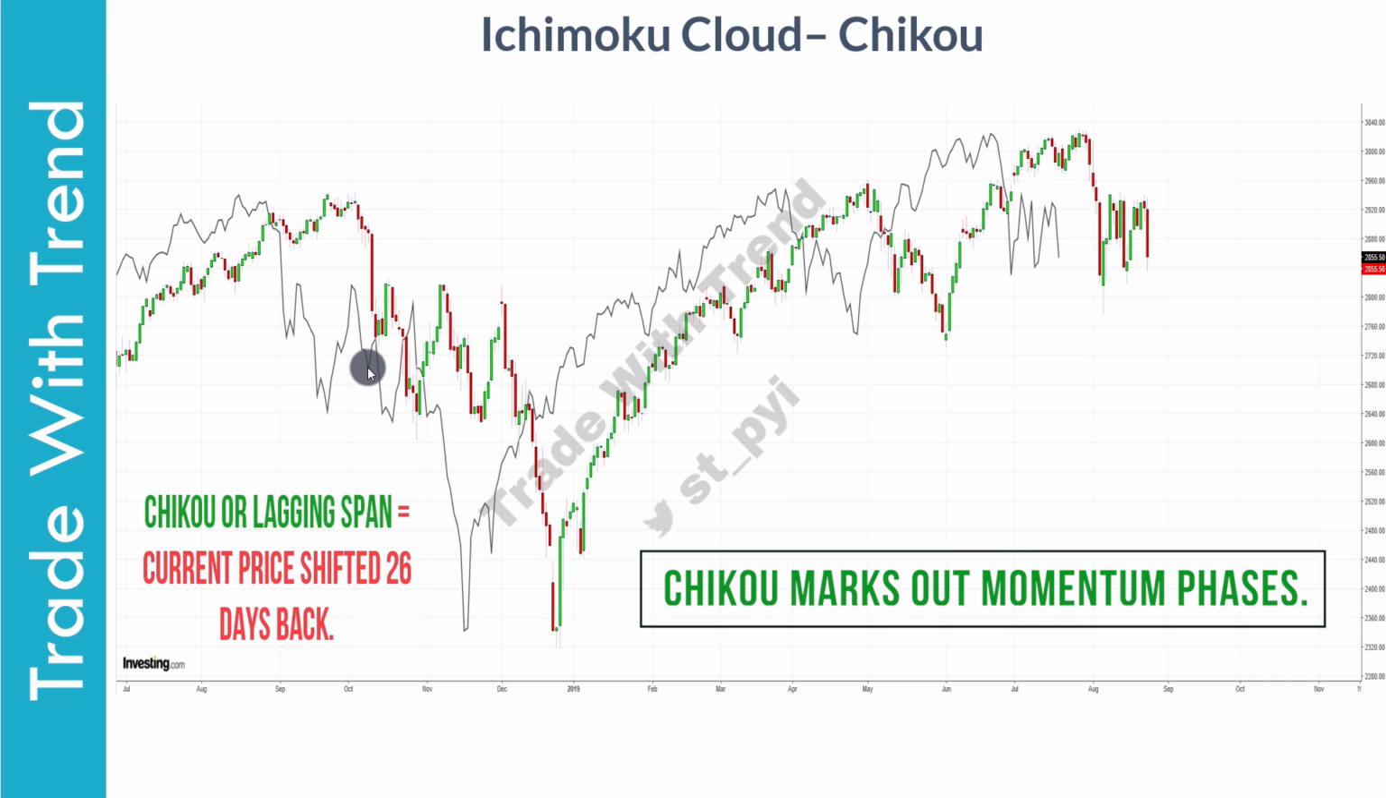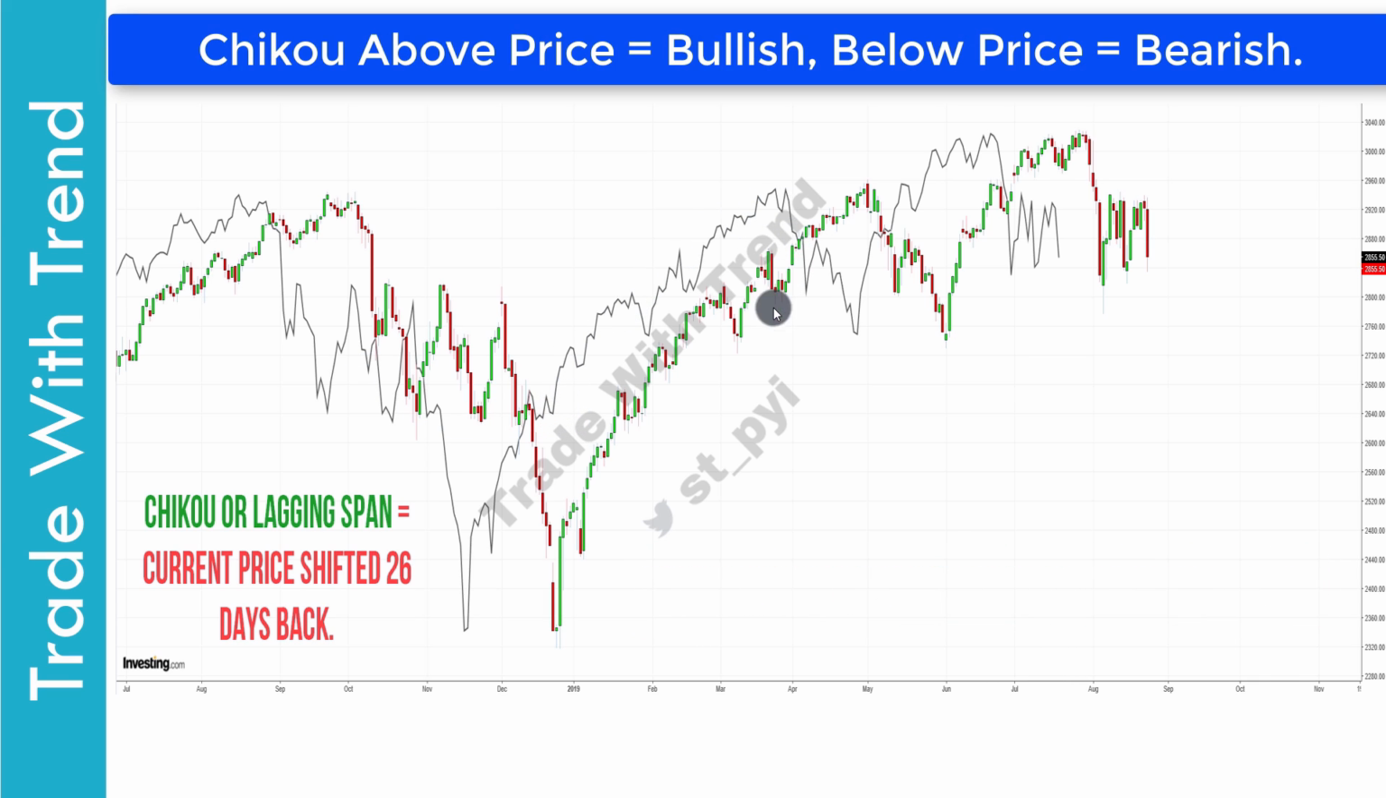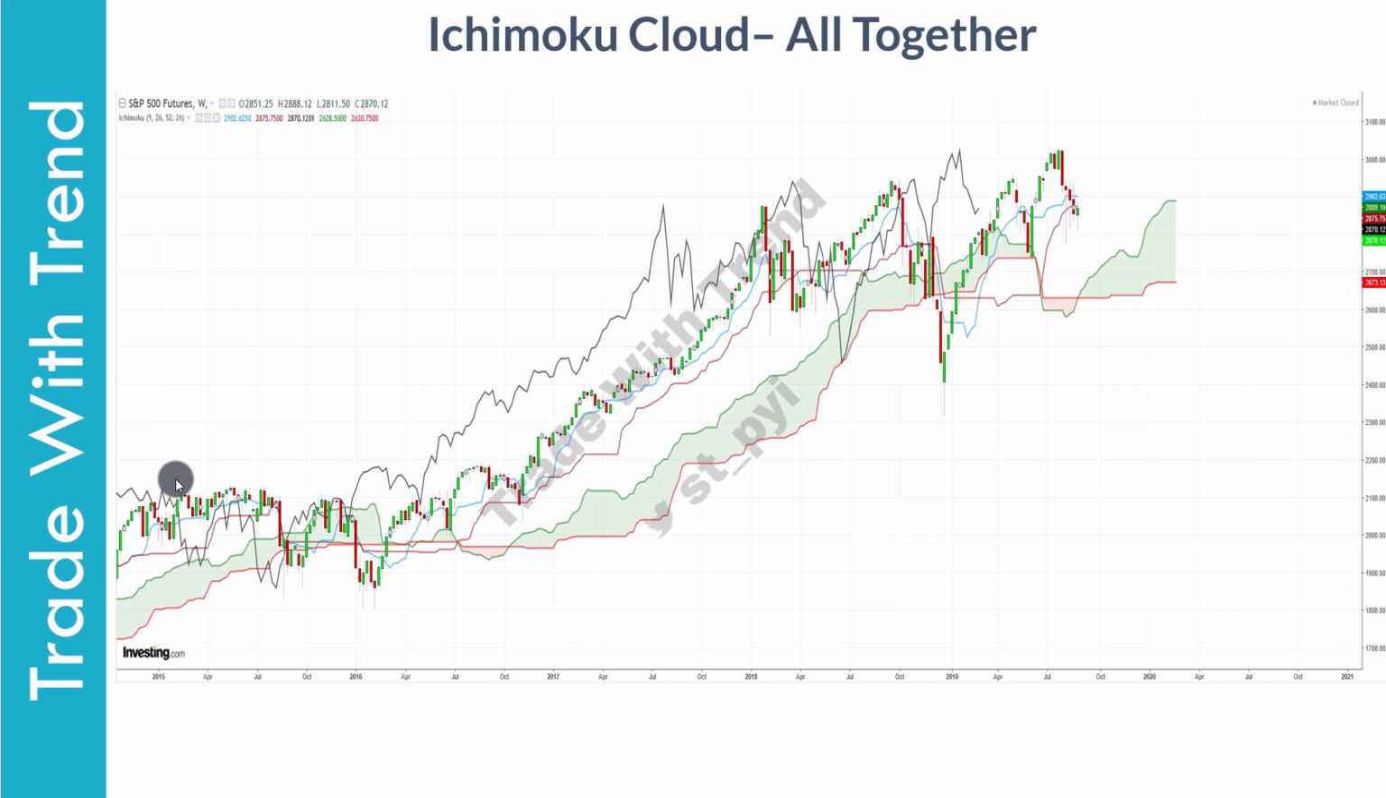In all these instances here where Chikou is above price, it is bullish and you should be looking to trade only on the long side. Similarly, in all these instances when Chikou is below price, prefer trading on the short side as trend is clearly bearish. I hope these two rules are clear. Let us now look at all elements of Ichimoku cloud together.